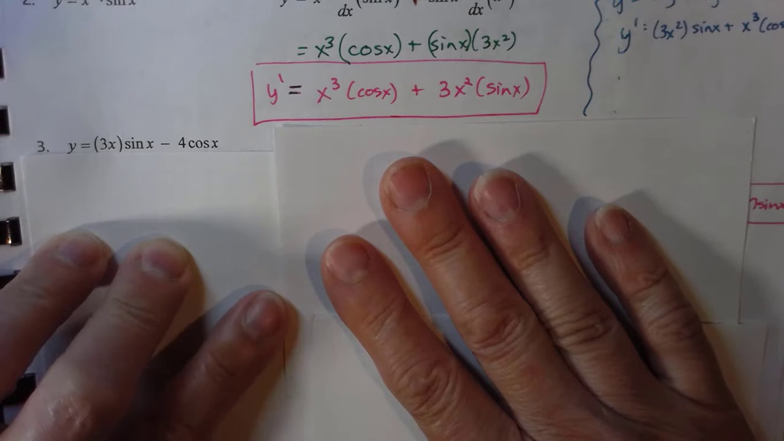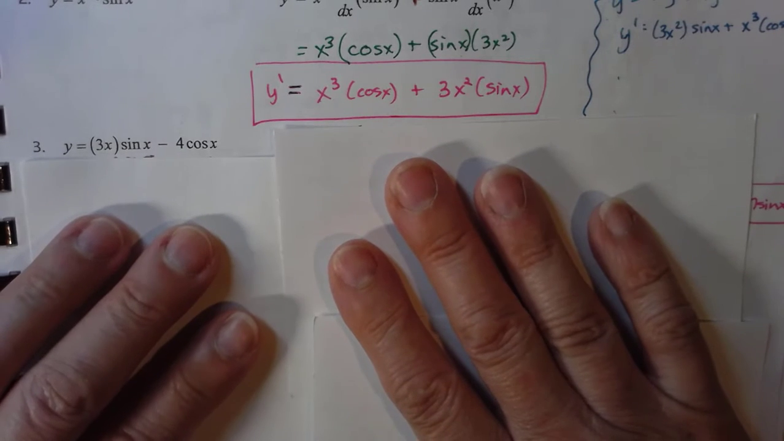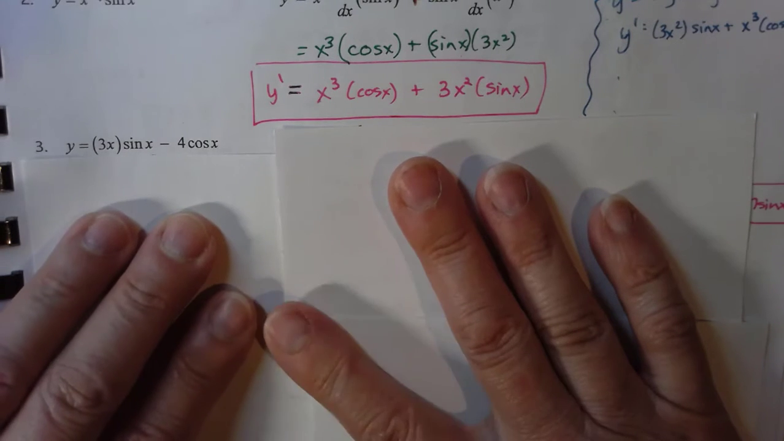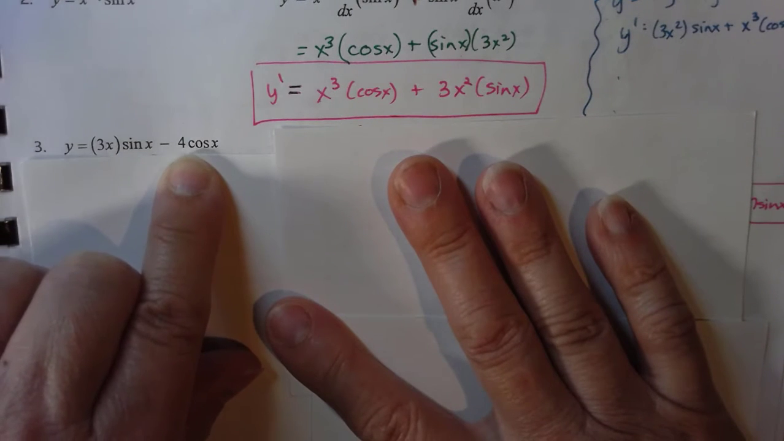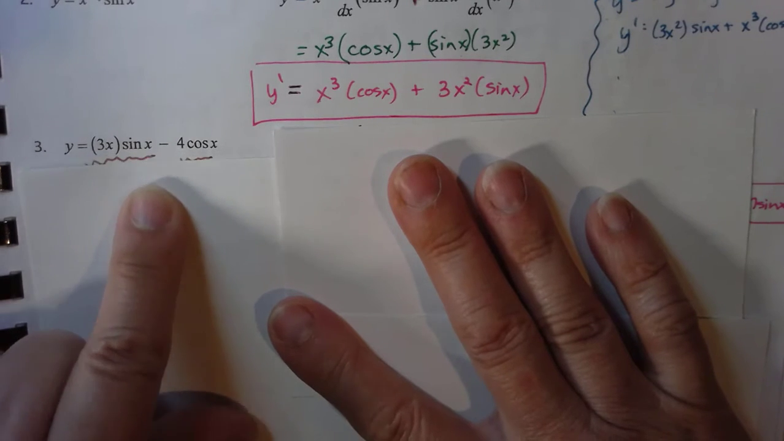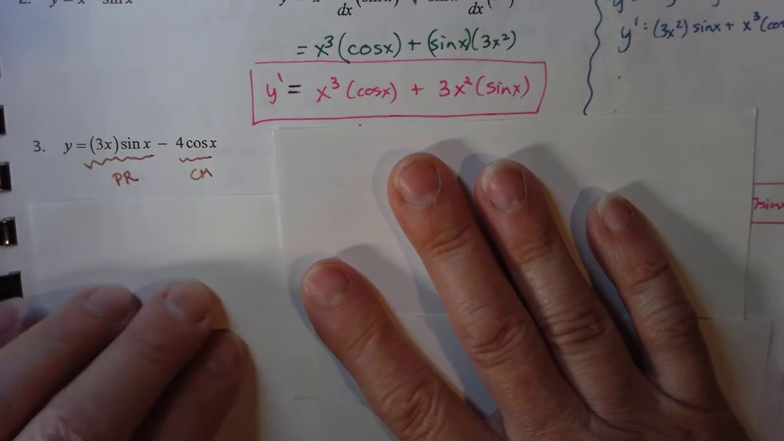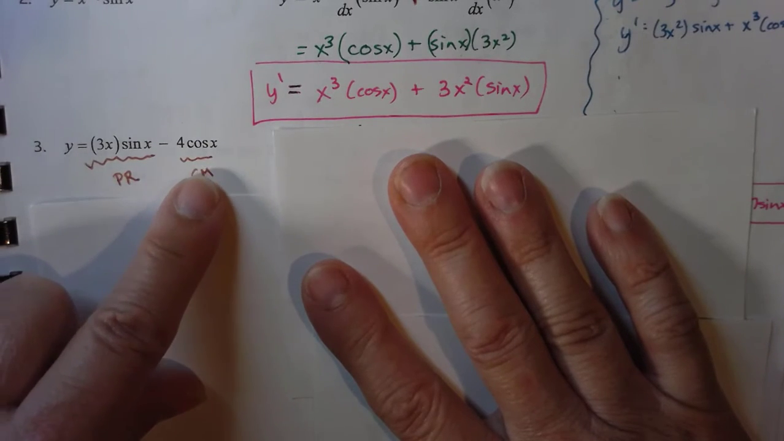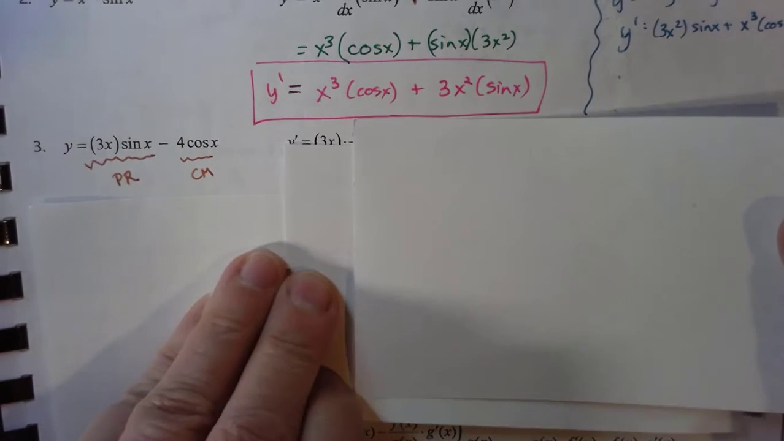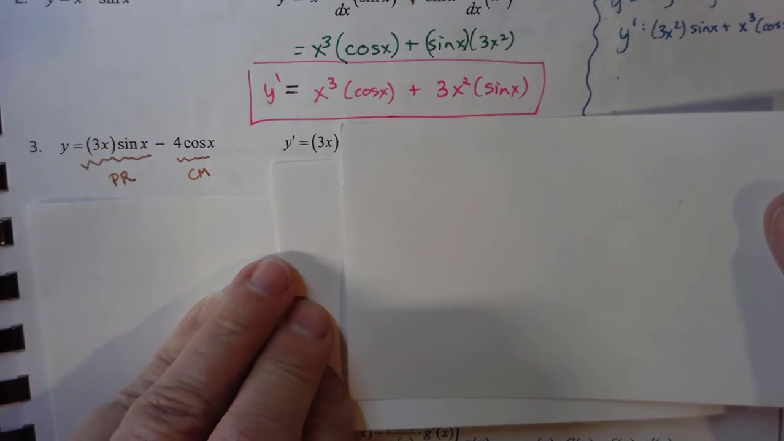All right, our final product rule example is y equals 3x times the sine of x minus 4 cosine x. Now, this is easy because this is just a constant multiple. This is the product of 3x times sine of x. So this one's a little easier. This one requires some work. So just by using my notation that's going to indicate what I'm going to do.